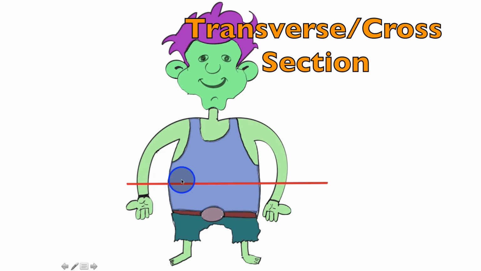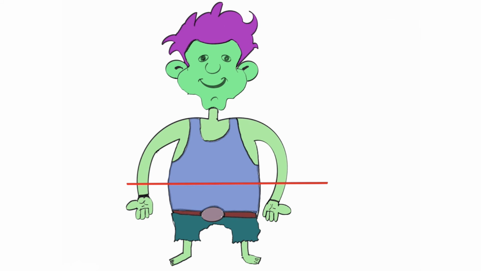And transverse or cross sections, as well as sagittal sections and the other planes that we will talk about, aren't just for the human body. We can take these planes and describe them with specific organs. For example, we could take a cross section or transverse section of the heart or any organ in the body.